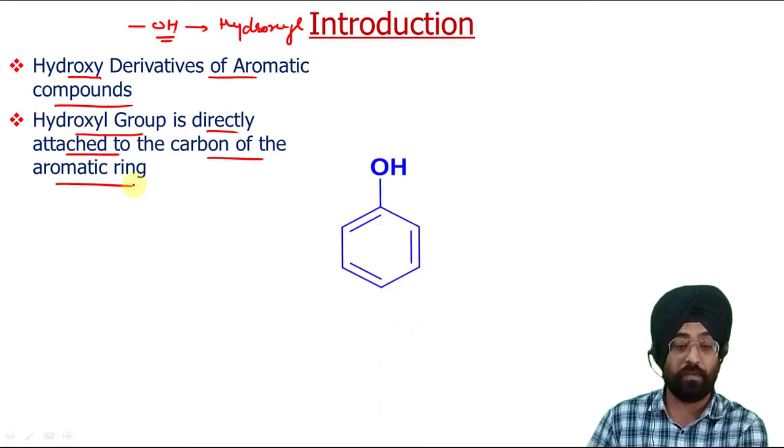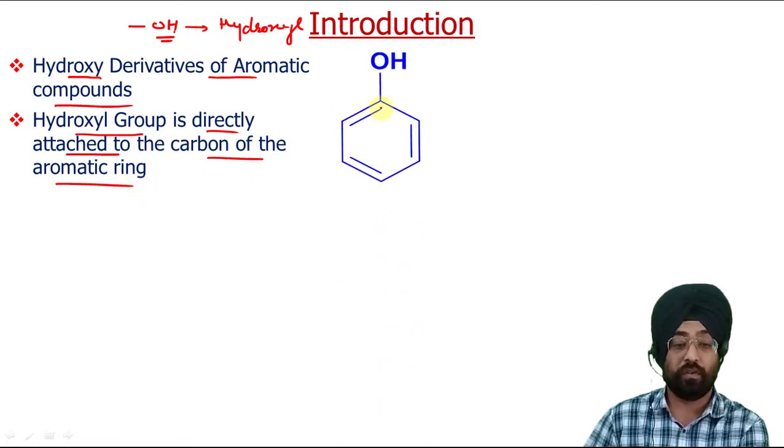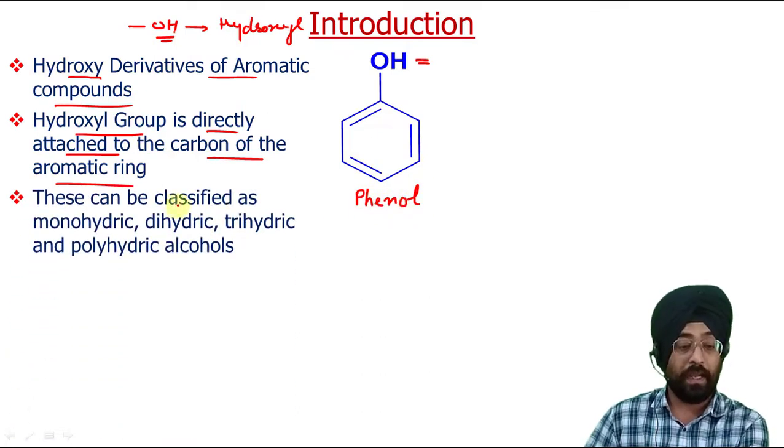So the simple phenol is this. You can see here it is benzene, which is the aromatic compound, and this OH group, which is a hydroxyl group, is directly attached to a carbon of the aromatic ring. So this is the simplest phenol, and its common name is phenol. And we can classify them similar to alcohols.